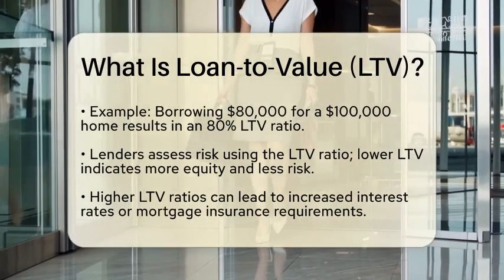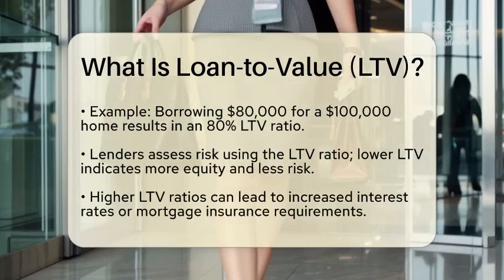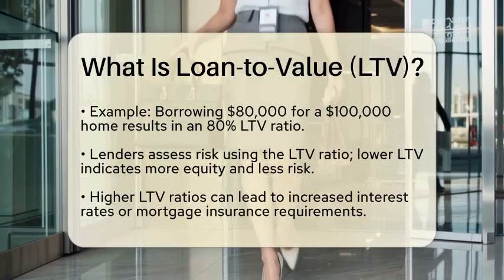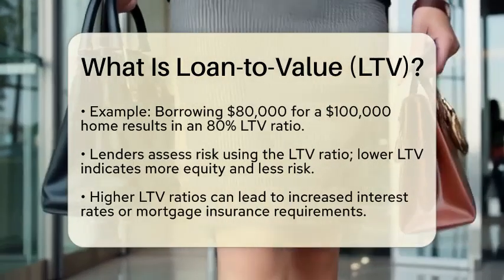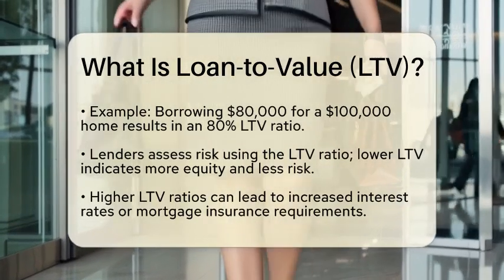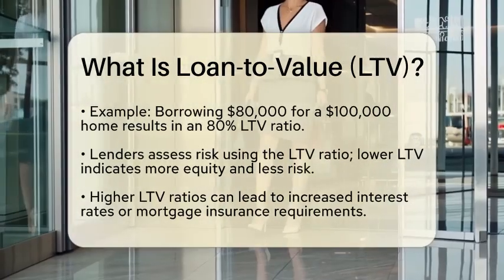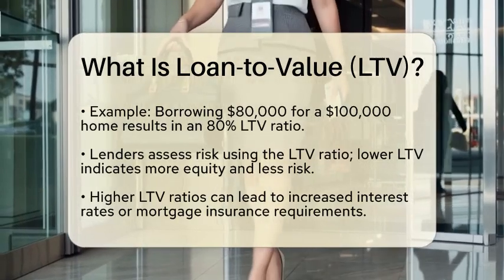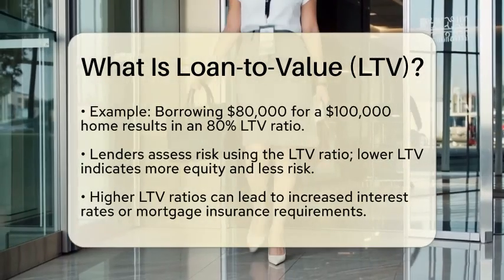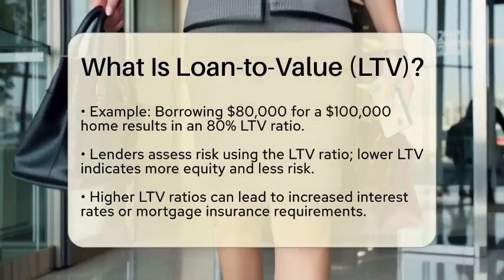Lenders use the LTV ratio to assess risk. A lower LTV ratio indicates that you have more equity in the asset, which means less risk for the lender. Conversely, a higher LTV ratio suggests that you are financing a larger portion of the asset's value, which increases risk. This can lead to higher interest rates or the requirement for mortgage insurance.